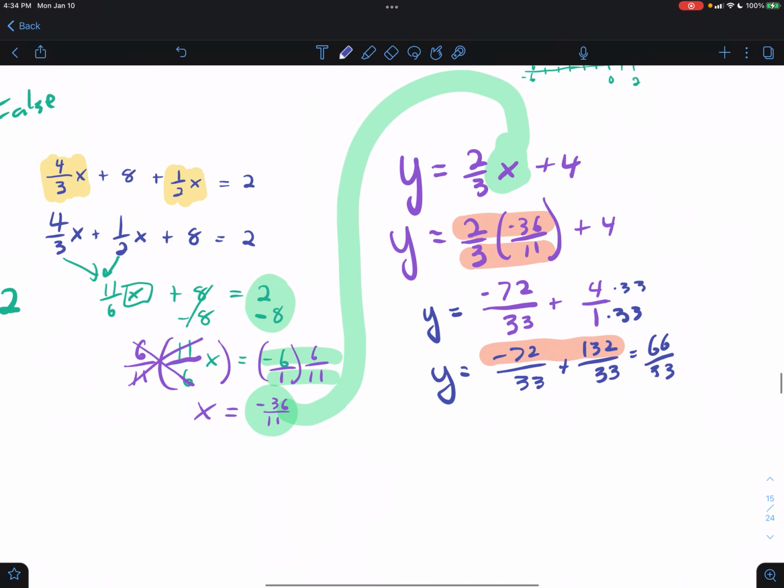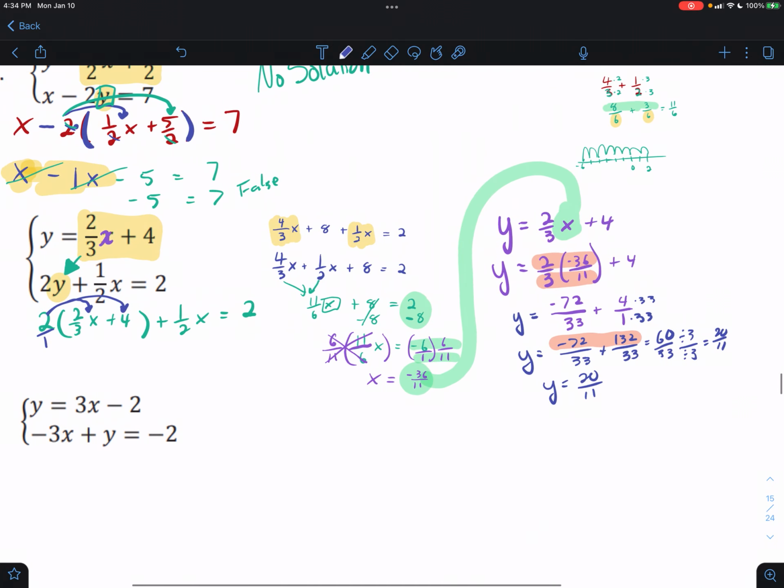So the final answer, and actually I can divide by 3, right? I can divide those both by 3 to simplify a little more. So it's going to be 20 over 11. So y equals 20 over 11. Our final answer, our solution, is going to be the x value, comma, the y value.